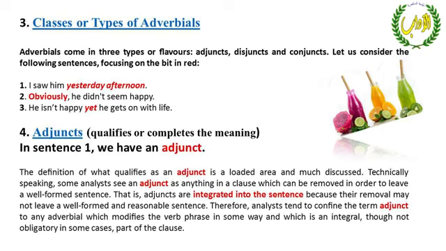The definition of what qualifies as an adjunct is a loaded area and much discussed. Technically speaking, some analysts see an adjunct as anything in a clause which can be removed in order to leave a well-formed sentence. That is, adjuncts are integrated into the sentence because their removal may not leave a well-formed and reasonable sentence. Therefore, analysts tend to confine the term adjunct to any adverbial which modifies the verb phrase in some way and which is an integral, though not obligatory in some cases, part of the clause.